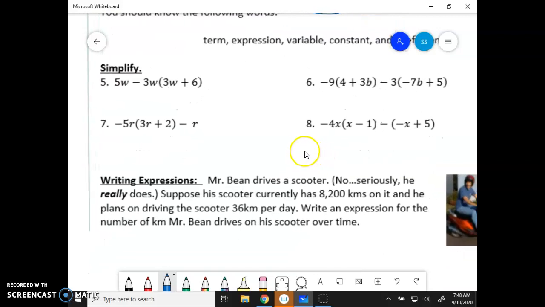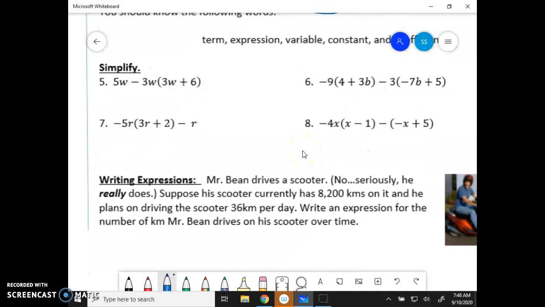Simplifying. All right, so we just have to basically do the two things that we just did. We're just putting them together. So number 5, we have 5w minus 3w, and then in parentheses 3w plus 6. What we need to do here first is multiply this negative 3w times 3w. And you might be asking yourself, why are we not adding these? Well, hopefully we recognize that 3w and 6 are not like terms. We cannot add those. All right, so let's do this.